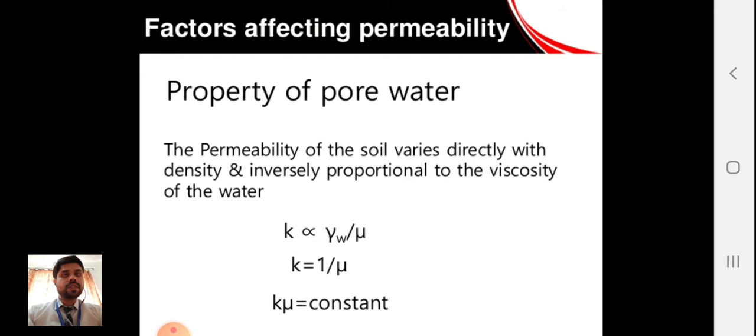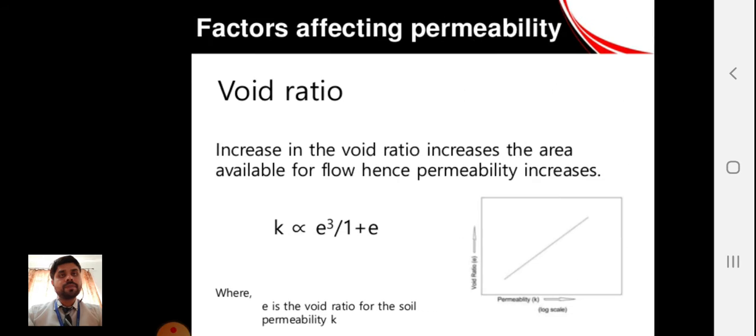Property of pore water. The permeability of the soil varies directly with the density and inversely with the viscosity of water. That is why K is directly proportional to gamma w upon mu, which means K is proportional to 1 upon mu, and K times mu is equal to a constant. So that is the point for which it affects the permeability.